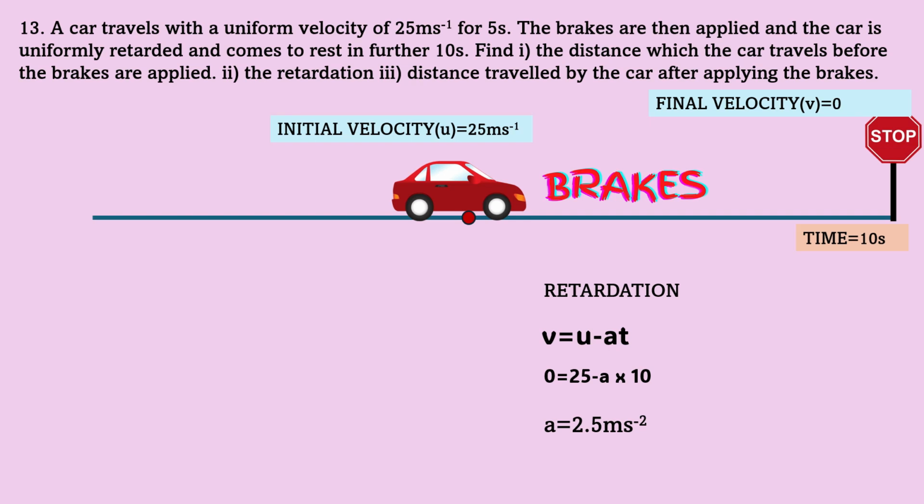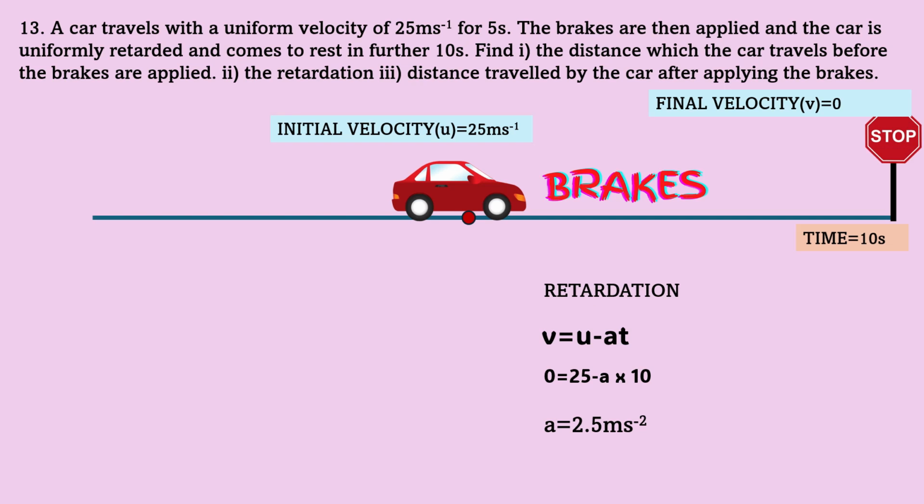The retardation part पे भी we have found out the velocity. Initial velocity is 25 meter per second, क्योंकि चल ही 5 सेकेंड तक उसका इनिशियल वेलोसिटी 25 मीटर पर सेकेंड था. फिर वो ब्रेक लगाया, फिर स्टॉप में द कार कम्स टू रेस्ट, तो फाइनल वेलोसिटी विल बी 0. इनिशियल वेलोसिटी इज 25 मीटर पर सेकेंड. टाइम when it comes to rest is 10 seconds. So putting all this we get the acceleration as 2.5 meter per second square.